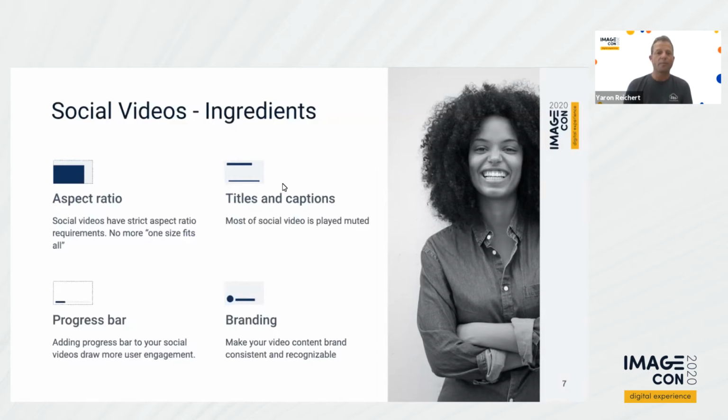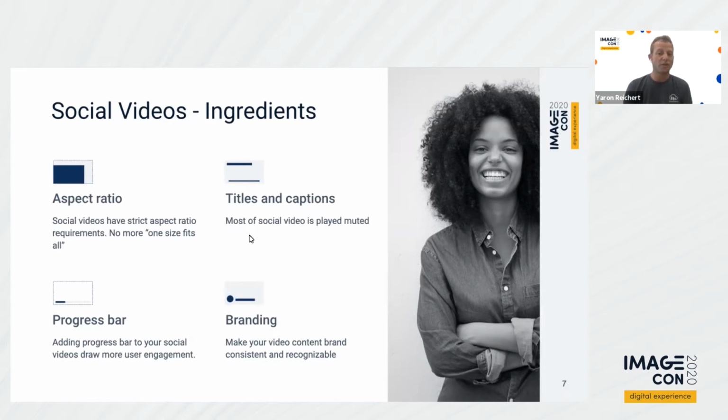Aspect ratio. Since each social network dictates a different aspect ratio, you will want to make sure your video aspect ratio fits it. This means you'll probably need to crop your videos to a square or a vertical format before publishing. Titles and captions are important, as most of the social videos are played muted. To grab attention and add context, you probably want to add titles and captions to your video.